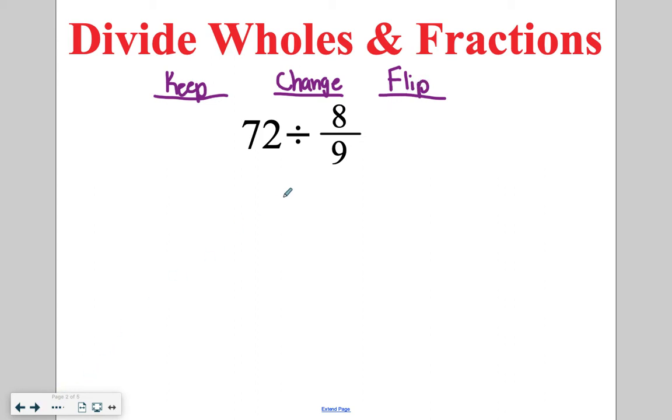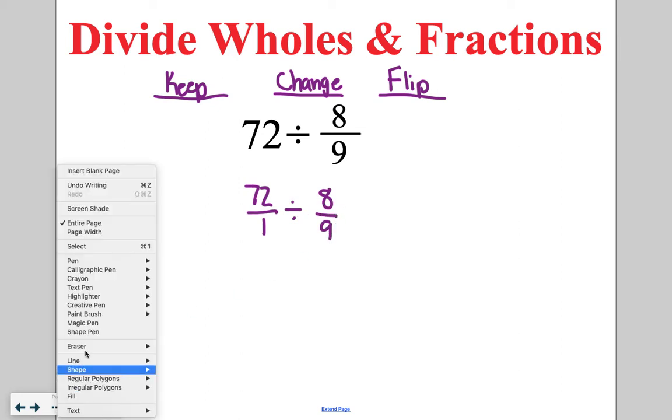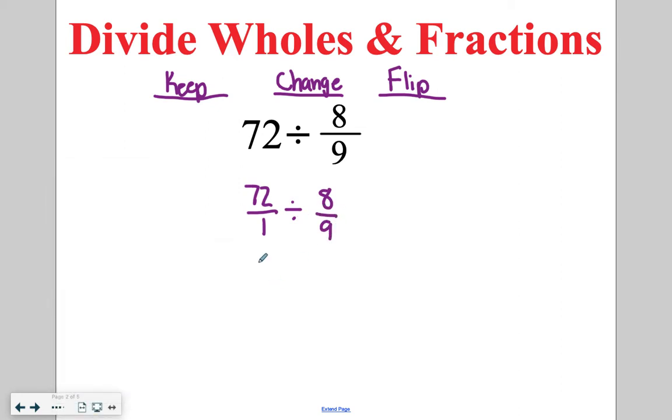So, when I start this problem, the first thing I need to do is turn 72 into a fraction, and you get 72 over 1. So I'm at 72 over 1 divided by 8 over 9. So I'm going to keep the 72 over 1 the same, change the division to multiplication, and then what do I get when I flip the fraction over? The correct answer is 9 over 8.